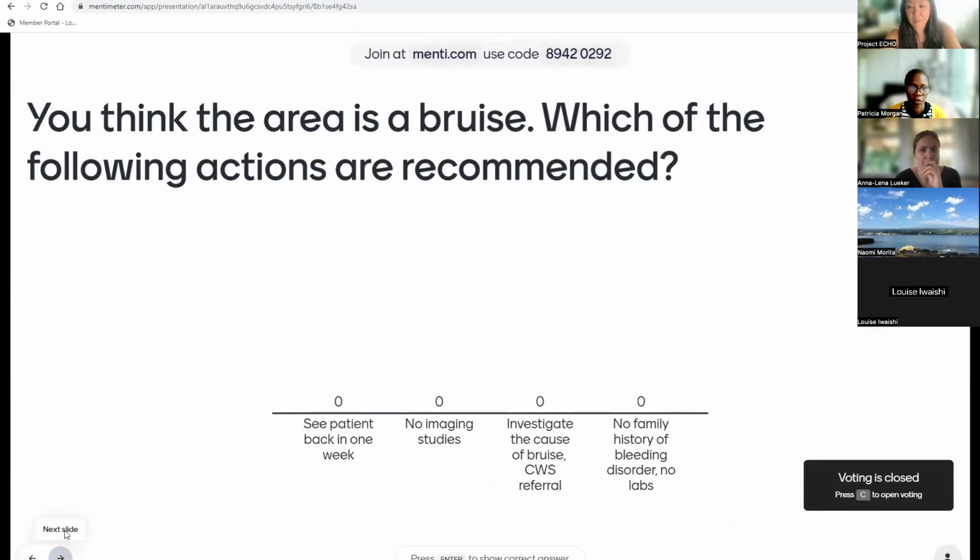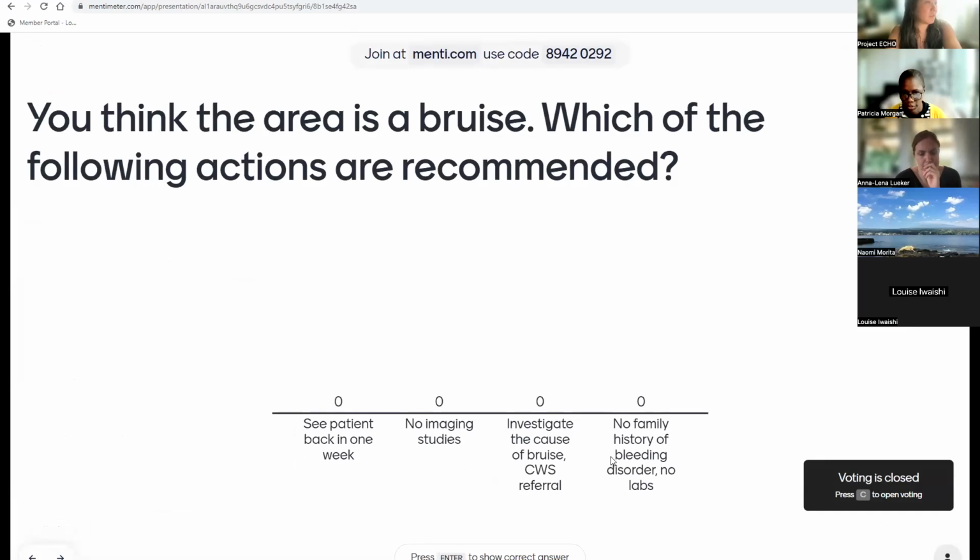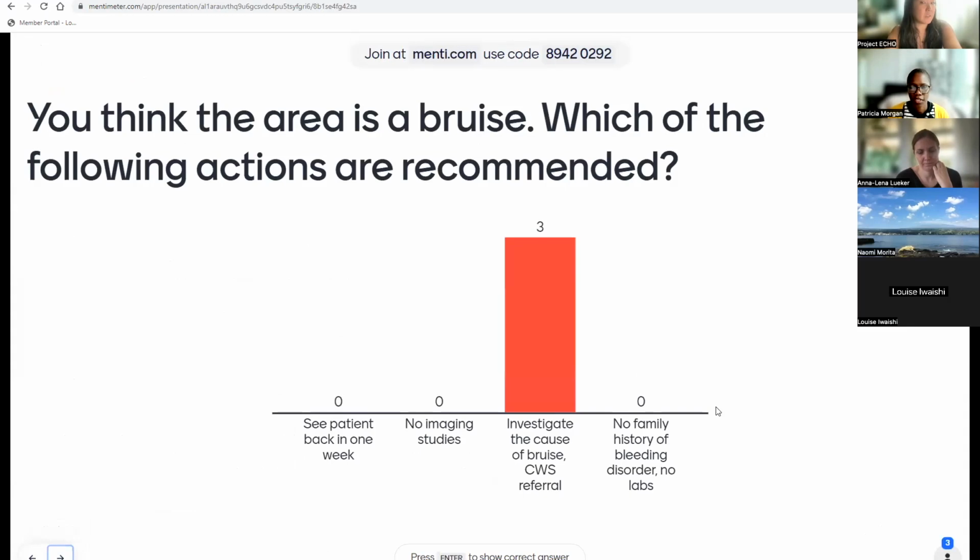So here's the slide with the polling. Here are your choices. What is your next step of action? Okay, that should open the voting. See the patient back in 1 week. No imaging studies since the long bones are normal. Investigate the cause of the bruise, CWS referral. No family history of bleeding disorder, so we don't need to obtain any labs.